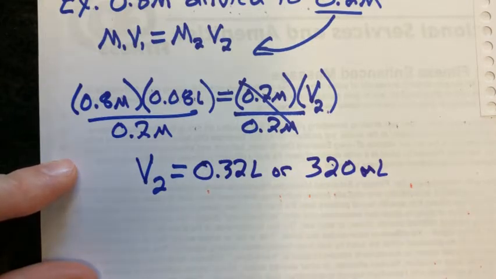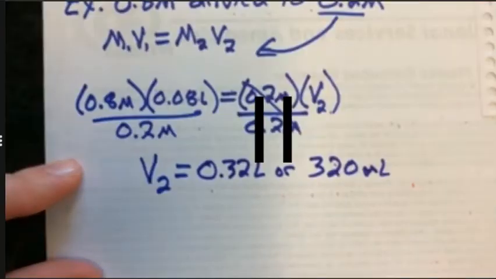Little post-edit clarification here. If we started with 80 milliliters of our stock solution, we would have to add 240 milliliters of our solvent to that for a total volume of 320 milliliters. Remember that the number of moles is the same and the total volume is reflected in what we just calculated.